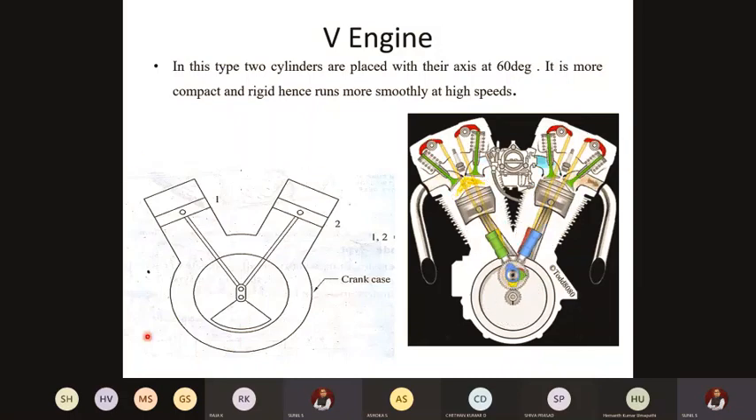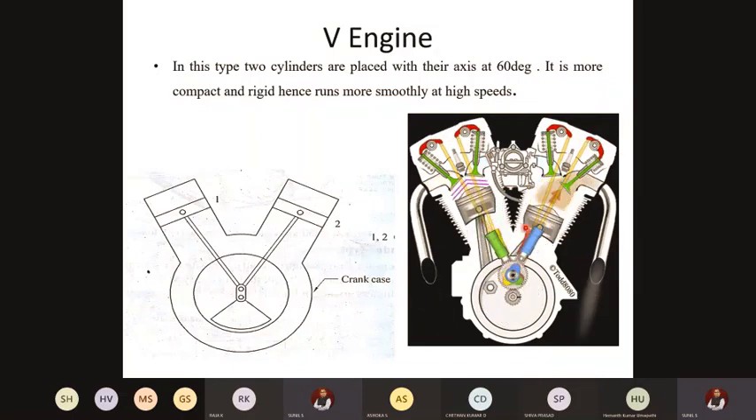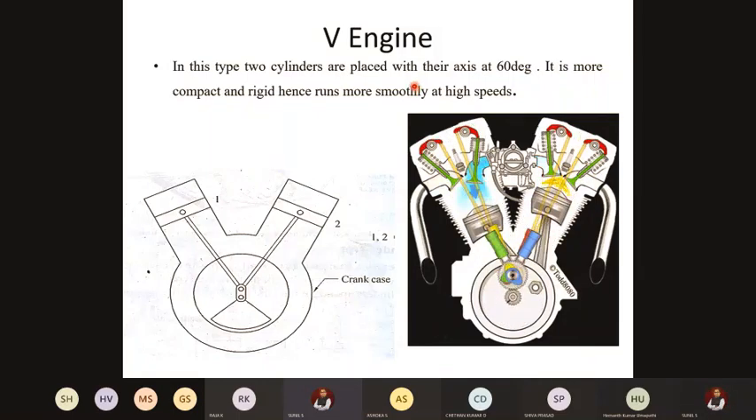You can take down the sketch. Meanwhile, you can see the operating principle here, how it works. Usually it will be of double silencer type, wherein each engine has a different exhaust. A common exhaust pipeline will not be there. Since the cylinders look like the shape of a V when they are assembled, it is called a V engine. The two cylinders with their axes at 60 degrees are placed. Please make a note of it.